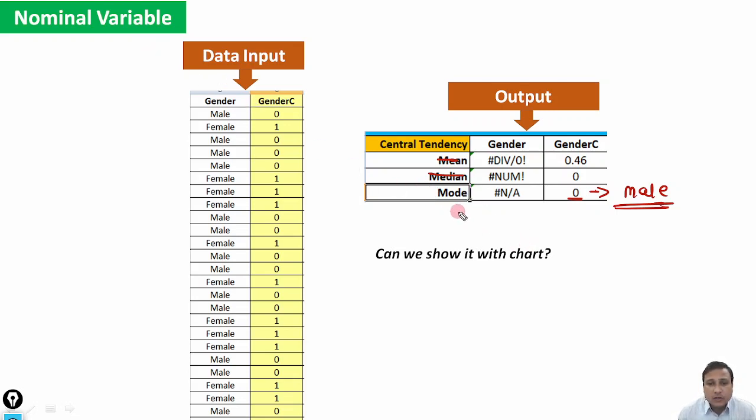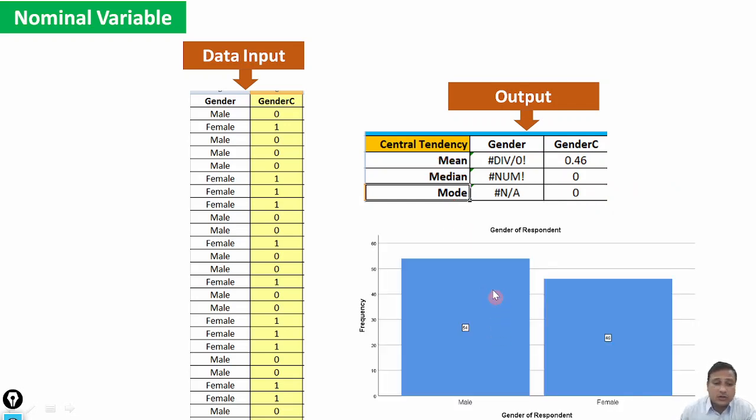Now can we show mode using a chart? Yes, absolutely. Here, this bar is showing the mode. Here 54% of respondents are male, that is why my mode is male, that is 0. So this is the way that we read and interpret central tendency results for a nominal variable.